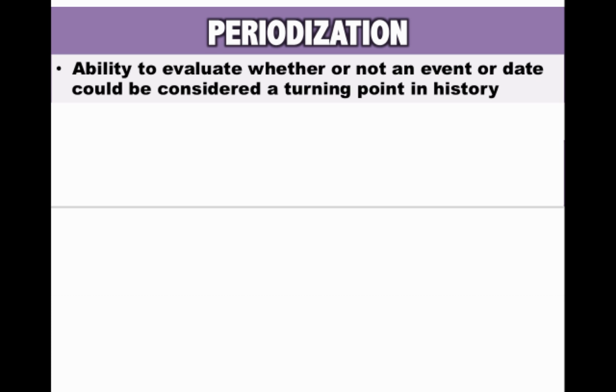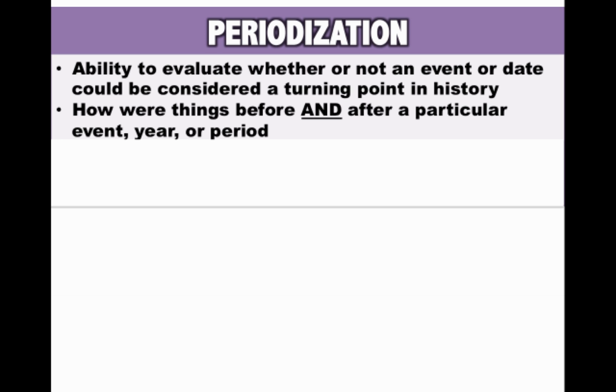And the last one is periodization. This one is your ability to evaluate whether or not an event or date could be considered a turning point in history. Of course, to do this, you're going to need to take a look at how were things before and after a particular event, year, or period. So they're going to very oftentimes give you one of those things. You're going to have to look at before and after. Is this truly a turning point?